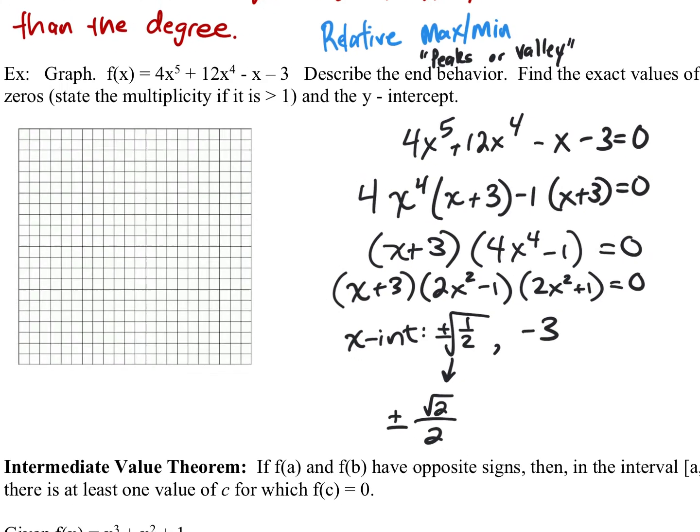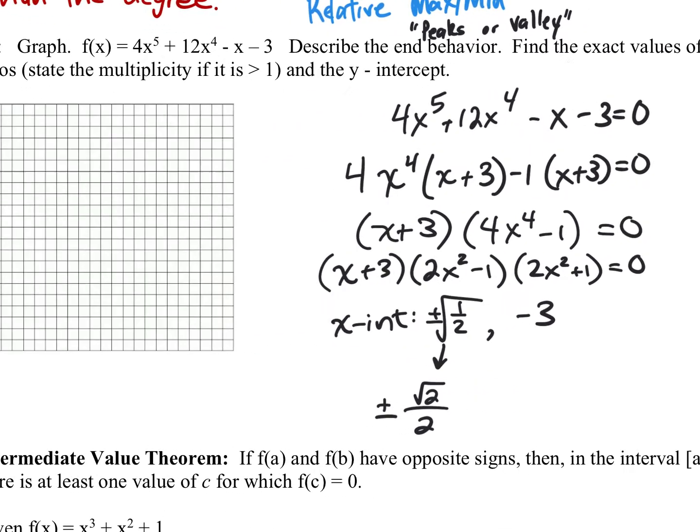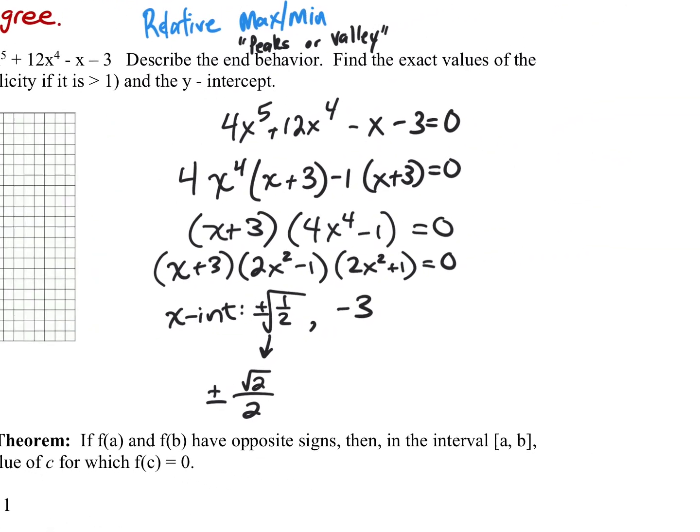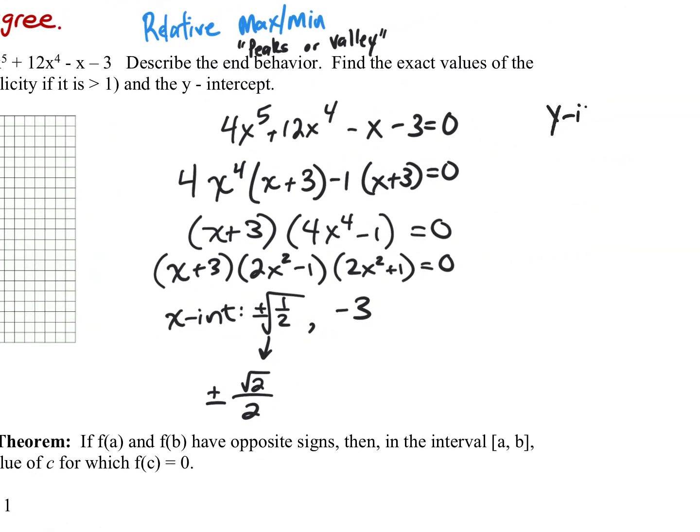So those are our x-intercepts. We can plot those. And then we also want to find our y-intercept. This one's a little bit easier. All I need to do is plug in 0 for x. I can see that my first, second, and third terms would fall away, and I'd have a y-intercept at -3.